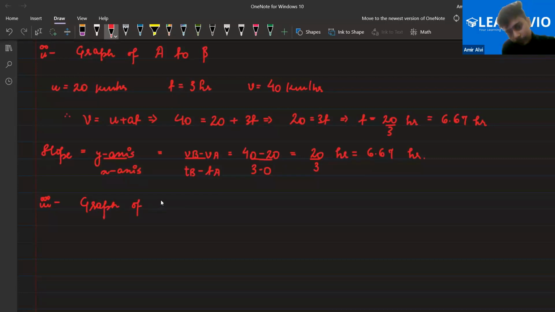Next is the graph of B to C. As you can see, everyone, VB is 40 and VC is also 40.